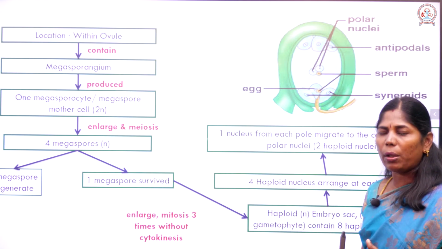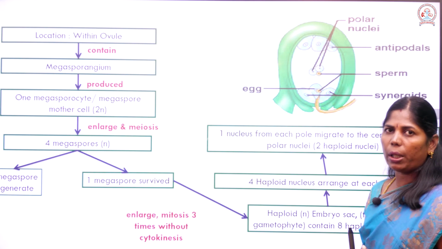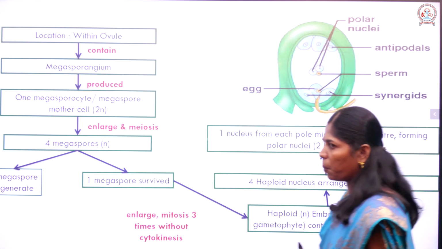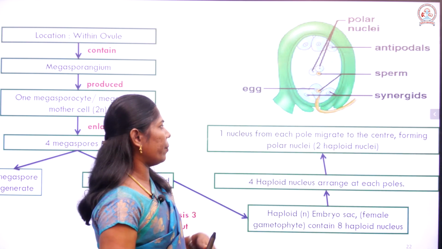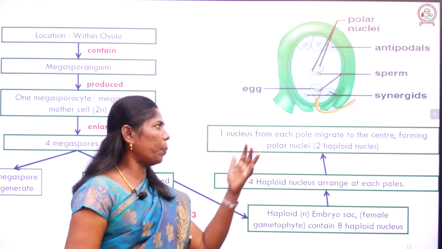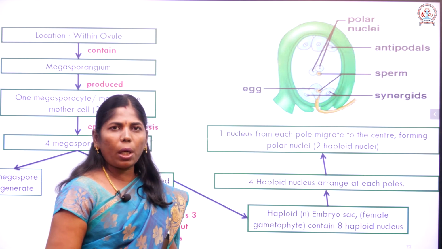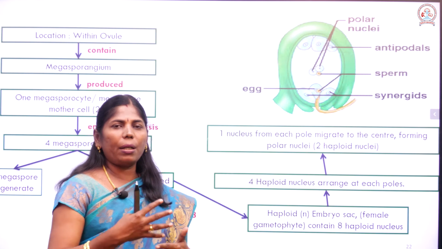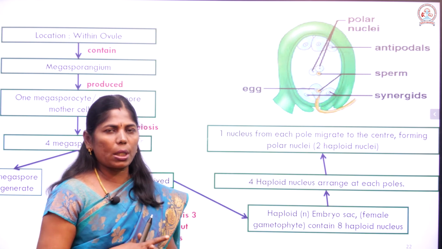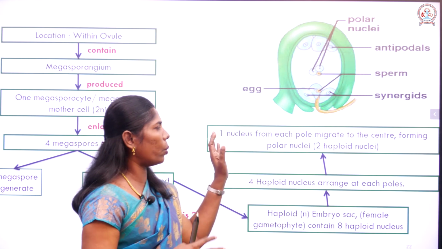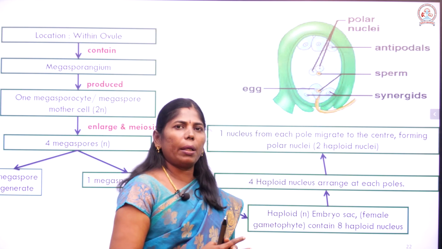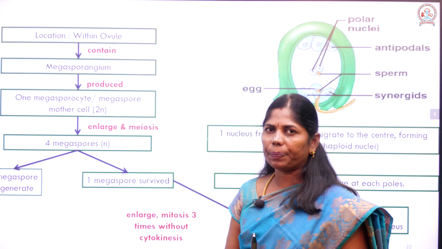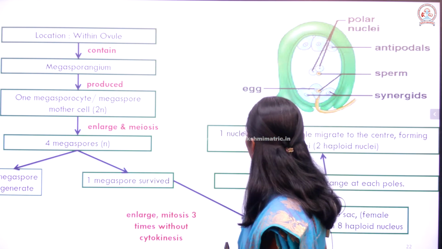The 4 haploid nuclei are arranged at each pole. One nucleus from each pole migrates to the center of the cell. That is the polar nuclei. The polar nuclei fuse together to form a diploid before fertilization. Fertilization நடக்கிறதுக்கு முன்னாலே இது ஒண்ணோட ஒண்ணு சேர்ந்து diploid-ஆ மாறிடும். So this is the development of the monosporic embryo sac.